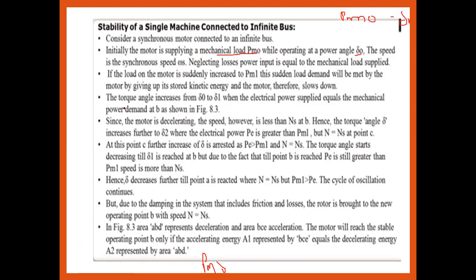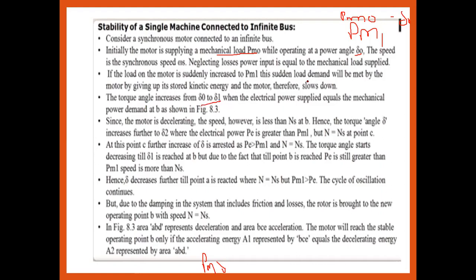The speed is the synchronous speed omega s, neglecting the losses, so the input power is equal to the output power. If the load of the motor is suddenly increased, from PM0 to PM1, the sudden load demand will be met by the motor giving up its stored kinetic energy, and the motor therefore slows down. If the load of the motor increases, the accelerating power decreases, meaning the retardation or decelerating power increases and the speed lowers. If the speed lowers, the torque angle increases from del 0 to del 1.